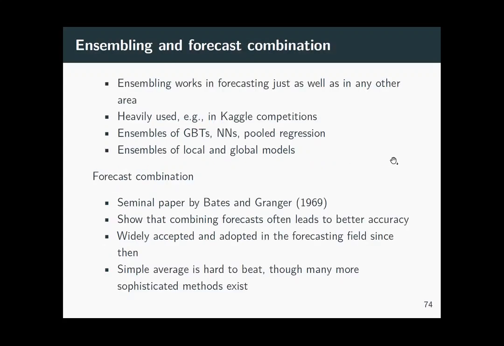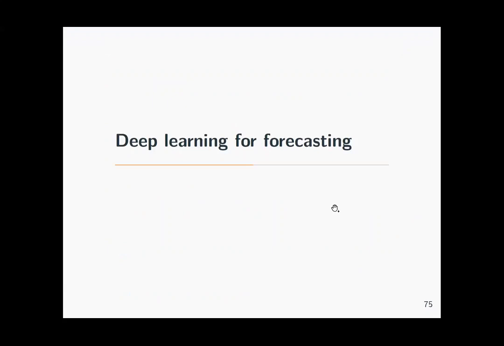And ensembling works in forecasting just as well as in any other area of machine learning. It has been heavily used in Kaggle competitions, ensembles of gradient boosted trees, neural networks, linear models like pooled regression, even ensembles of local and global models. It's known under the term forecast combination in forecasting, and also there we know that it works.